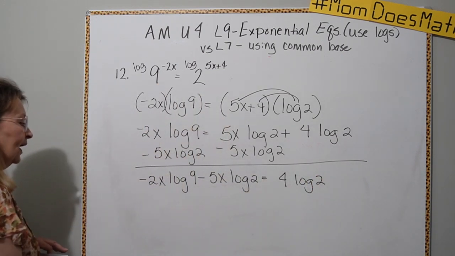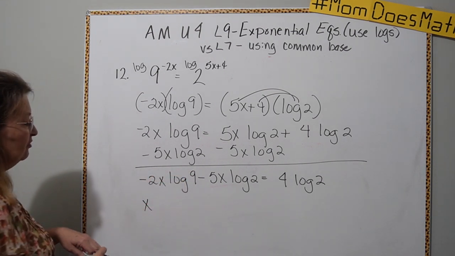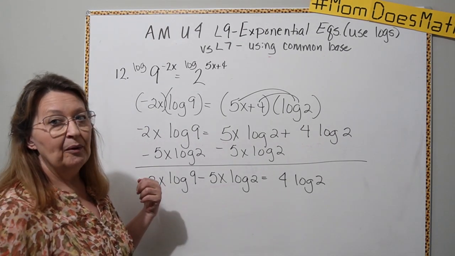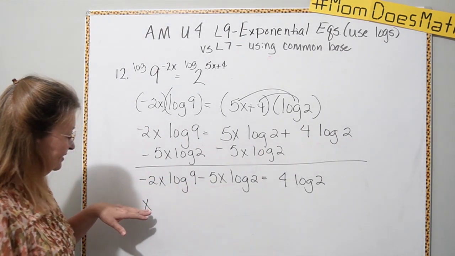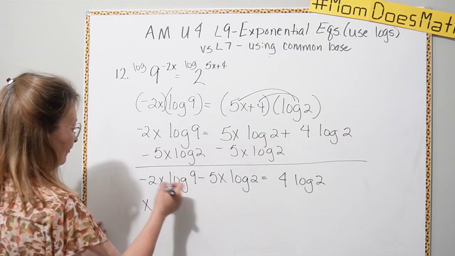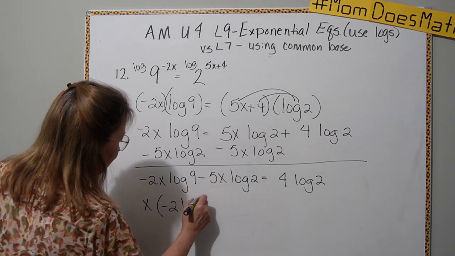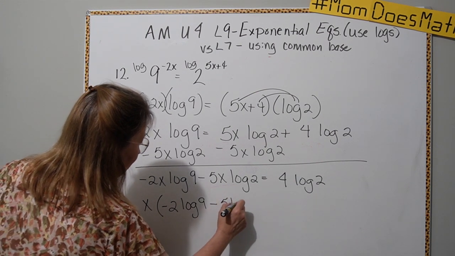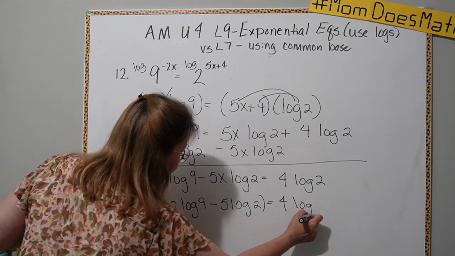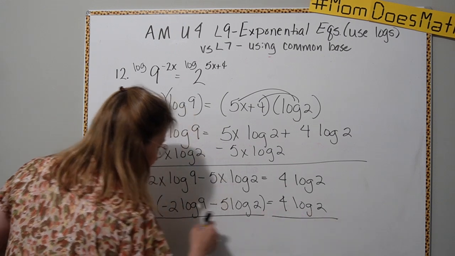Okay. Take out the common factor, which in this case is x. And I know usually when you factor out a greatest common factor, if your leading term is negative, you factor out the negative. But in this case, we don't want to factor it out because that's our variable and we would just have to get rid of it later. So just leave it in there. When I factor x out of all this, I'm going to have negative 2 log 9 minus 5 log 2 equals 4 log 2. And then we're going to divide both sides by this.